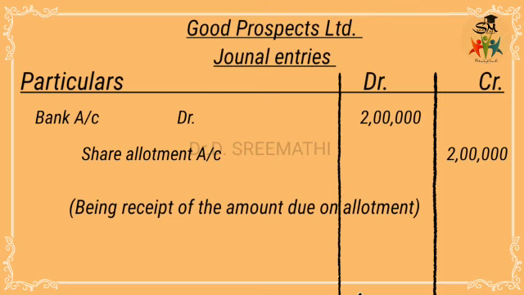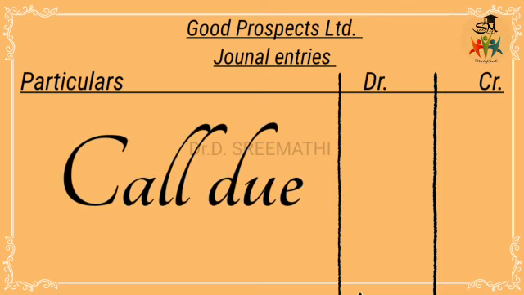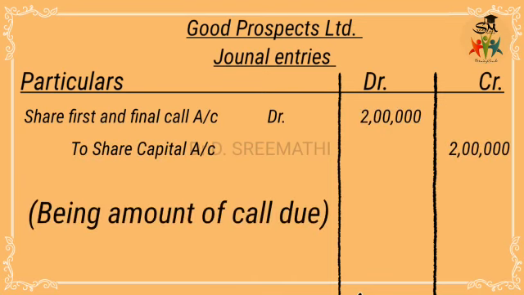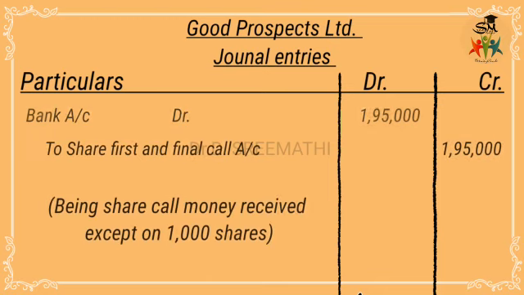Then the next one is the due for first and final call. The first and final call we put together, since there is no need for separate journal entries. So debit first and final call account, credit share capital account. It is 5 rupees, right? So 40,000 into 5 rupees, 2 lakh rupees. For receiving the first and final call money, debit bank account, credit first and final call account.